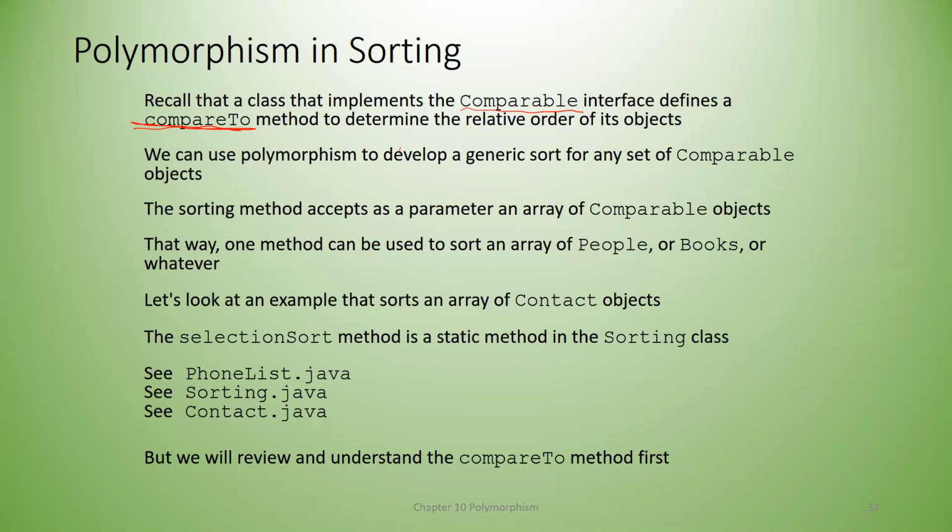So here is the thing. You have the equals method, which only returns a Boolean value, true or false. They are equal or not. We implemented that method last class, right?